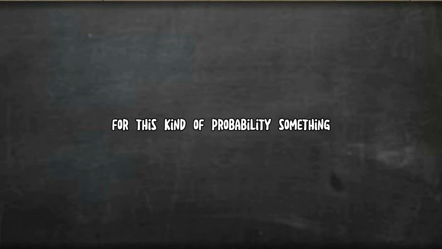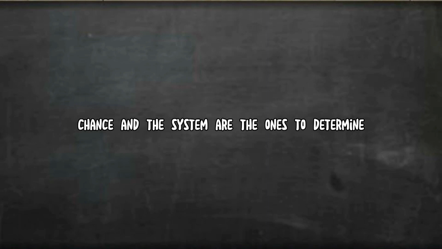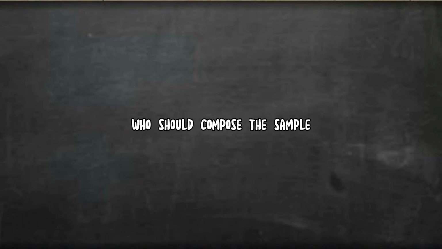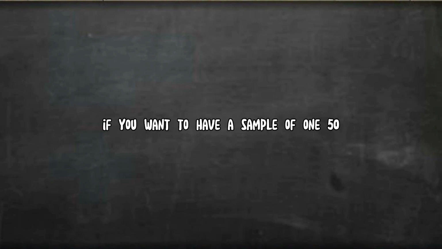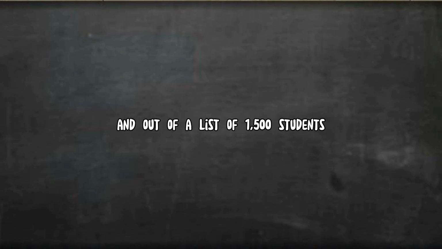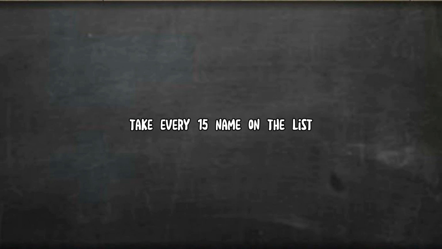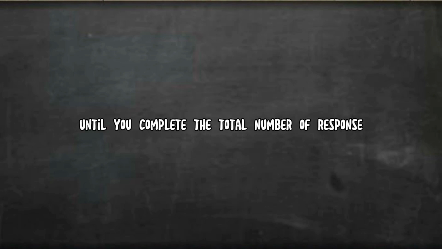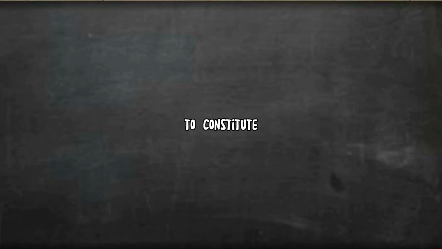Systematic sampling. For this kind of probability sampling, chance and the system are the ones to determine who should compose the sample. For instance, if you want to have a sample of 150, you may select a set of numbers like 1 to 15 out of a list of 1,500 students. Take every 15th name on the list until you complete the total number of respondents to constitute your sample.